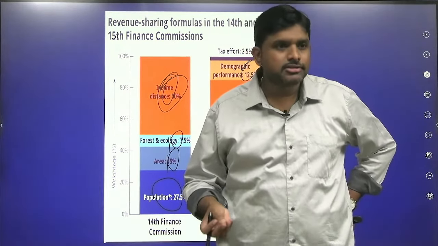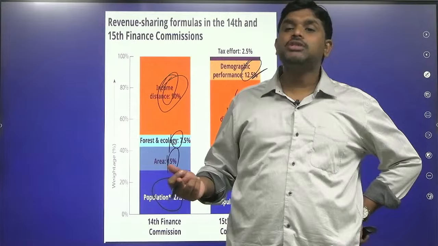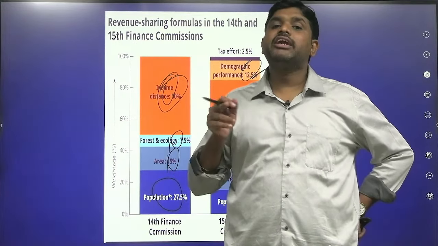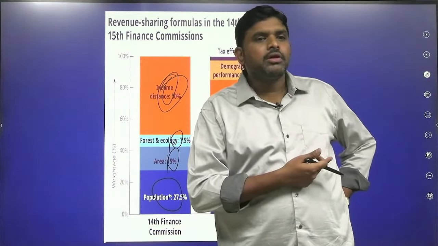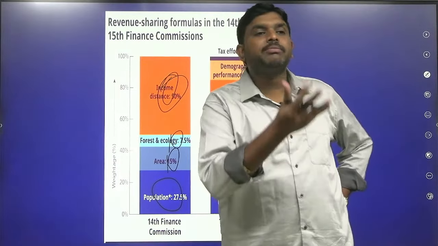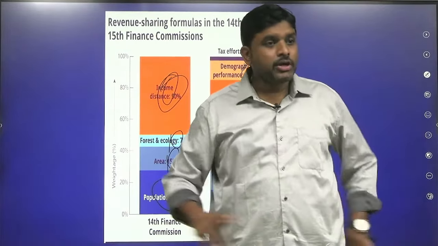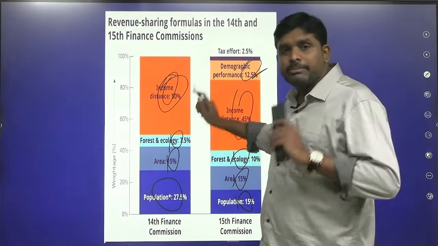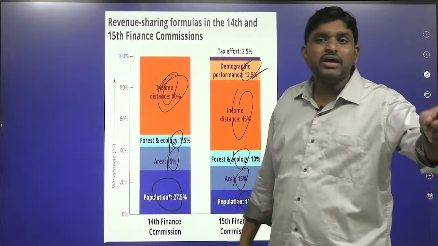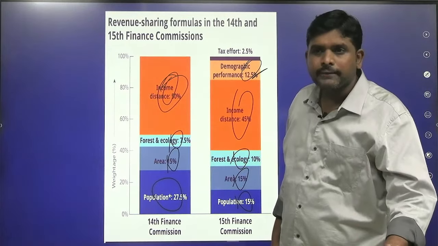So South India, which had reduced the population, will get a little less amount when compared to North Indian states. Why? Because there the population was given how much percentage of value? 12.5%. So these criteria are very important. Based upon this criteria only, the distribution of revenue will happen.